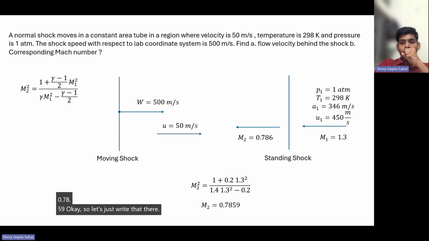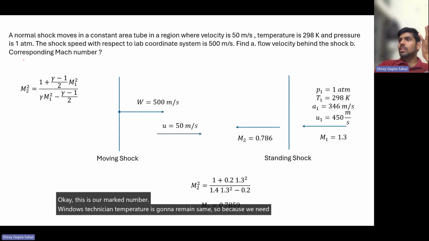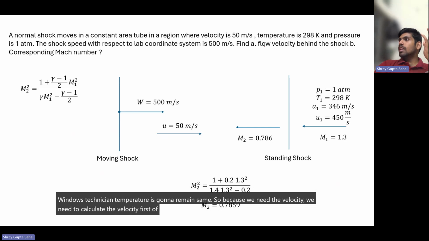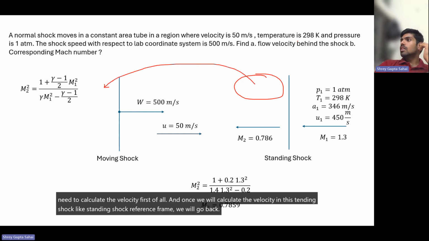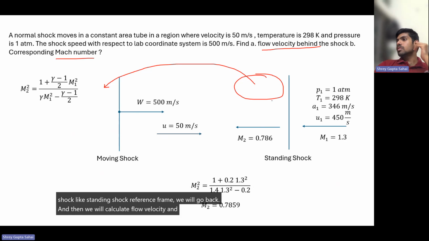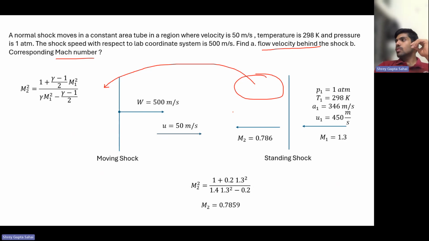Okay, so let's just write that there. This is our Mach number. We know stagnation temperature is going to remain the same. Because we need the velocity, we need to calculate the velocity first of all. Once we calculate the velocity in this standing shock reference frame, we'll go back and calculate the flow velocity and corresponding Mach number. Yes, we can also calculate T2.